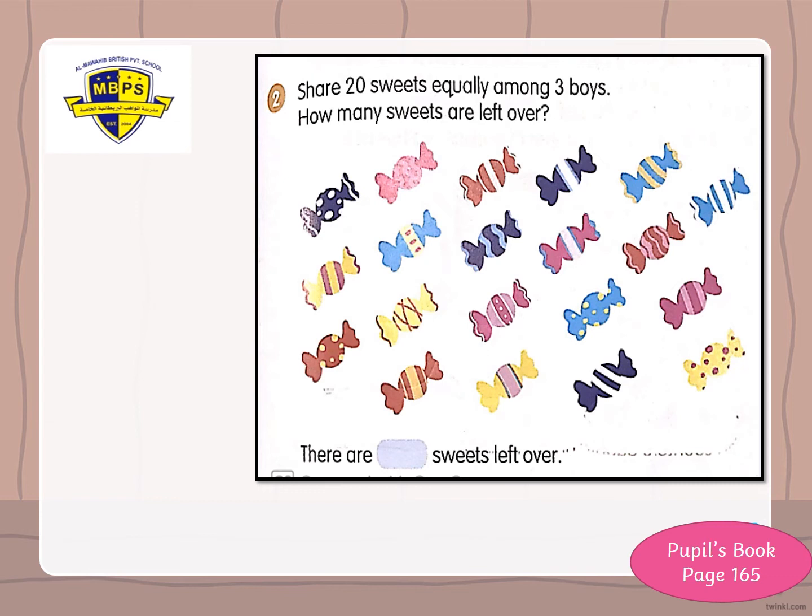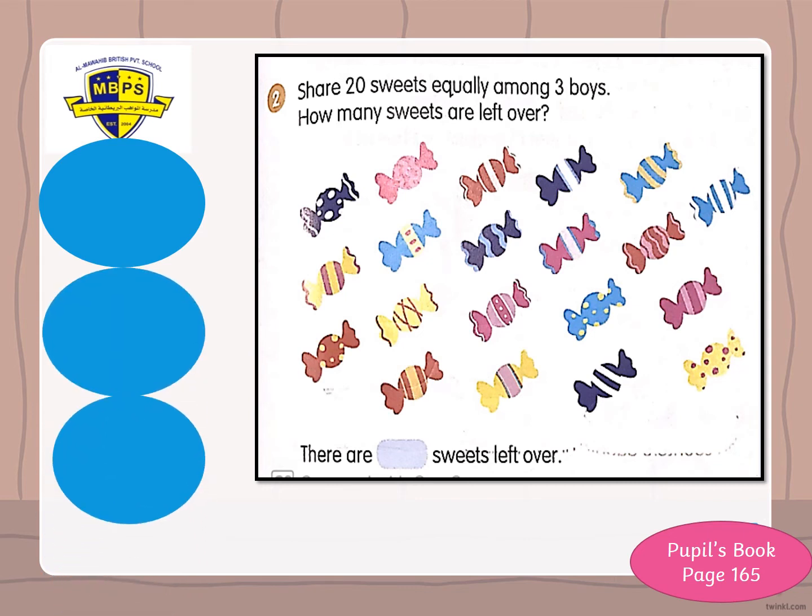Now grade 1, I want you to have space in your book and you can now draw 3 circles on this space, because we are going to use these circles to share. If I say among 3 boys, you need to draw 3 circles that we will use to share between them. Now I have the 3 circles for the 3 boys.